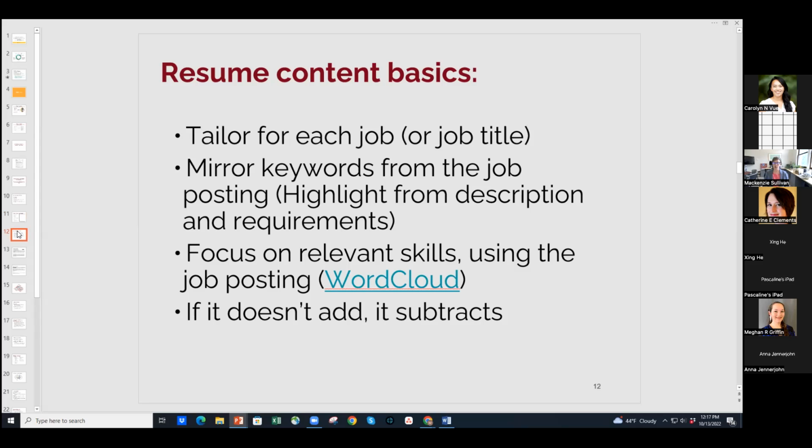You want to mirror the keywords from the job posting. I'll show an example of that. You want to focus on the relevant skills. I sometimes throw things into a word cloud to see what those are. I'll show an example of that.